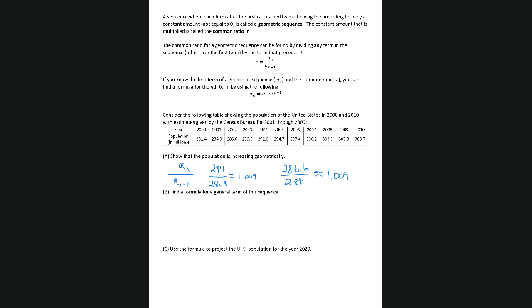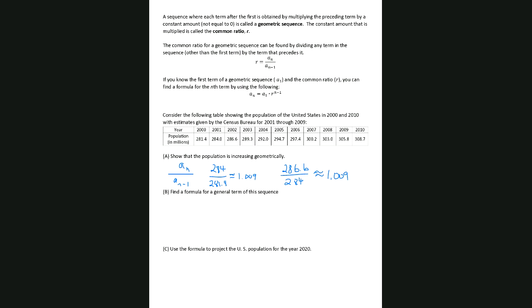So this is increasing by a constant amount. To get from 281.4 to 284, I do multiply by 1.009. To get from 284 to 286.6, I multiply by 1.009. So this is, in fact, a geometric sequence.